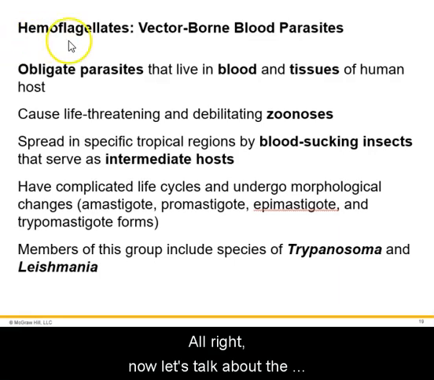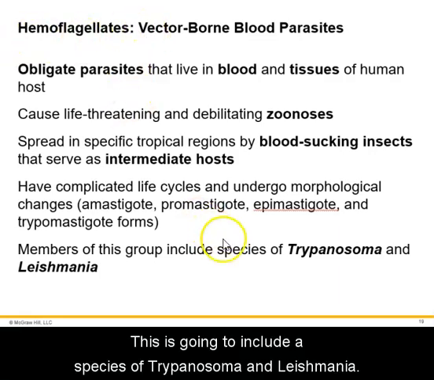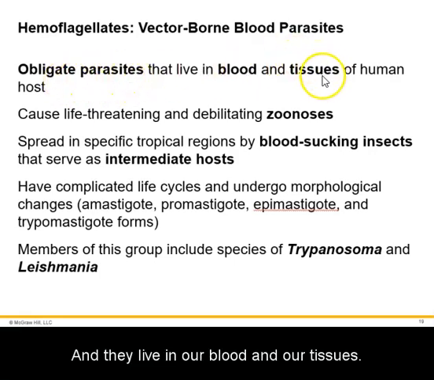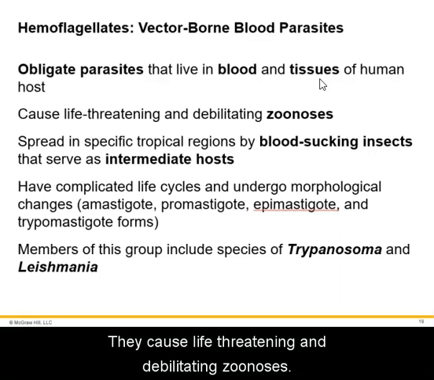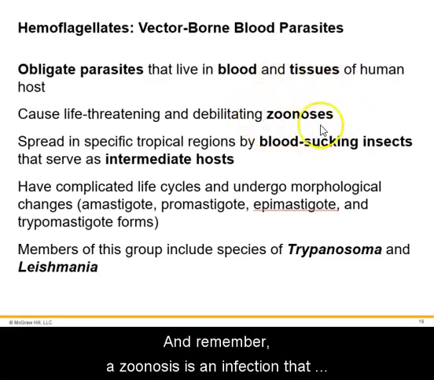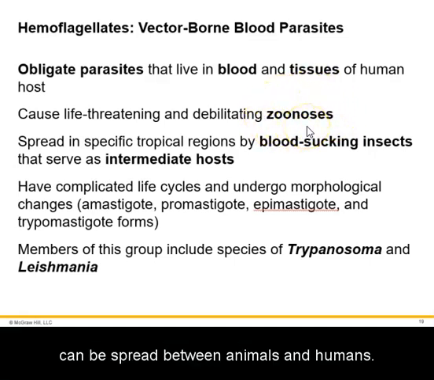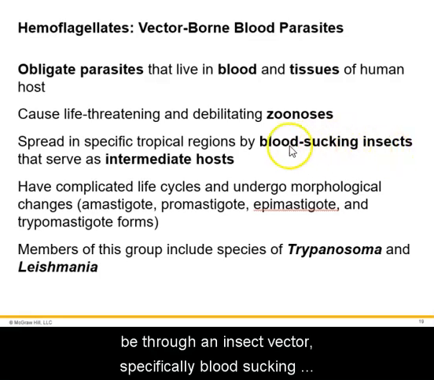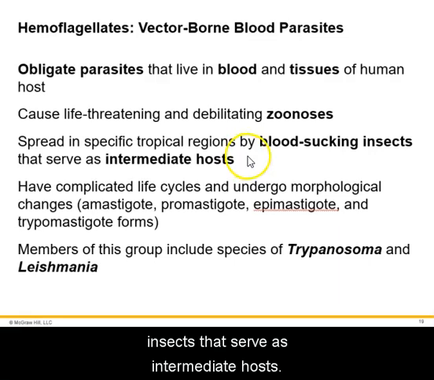All right, now let's talk about the hemoflagellates. This is going to include species of Trypanosoma and Leishmania. Now, these guys are obligate parasites, okay, and they live in our blood and our tissues. They cause life-threatening and debilitating zoonoses. And remember, a zoonosis is an infection that can be spread between animals and humans. And now the way that these guys are spread is going to be through an insect vector, specifically blood-sucking insects that serve as intermediate hosts.